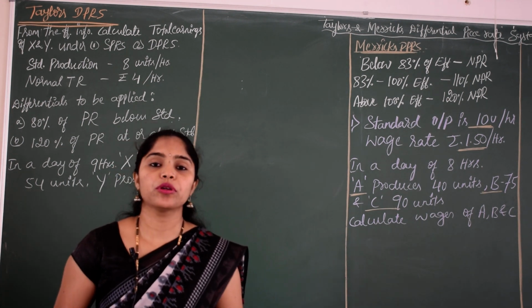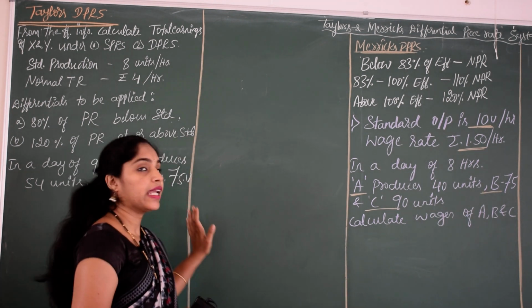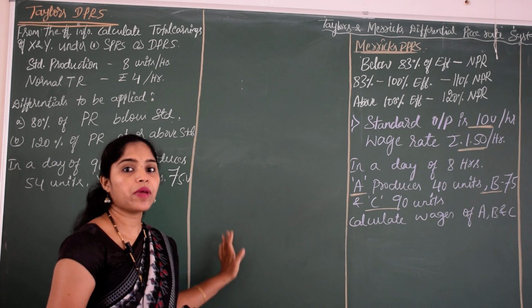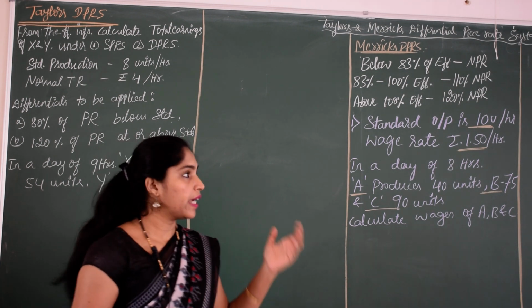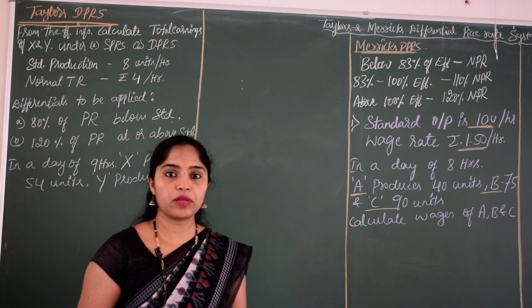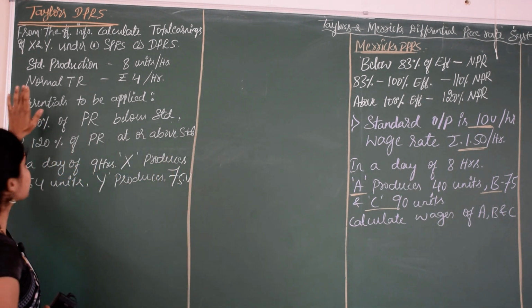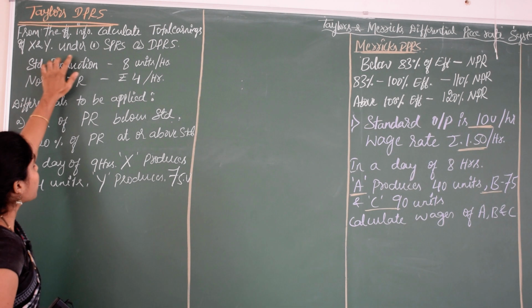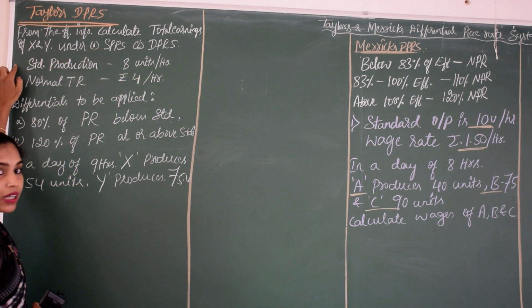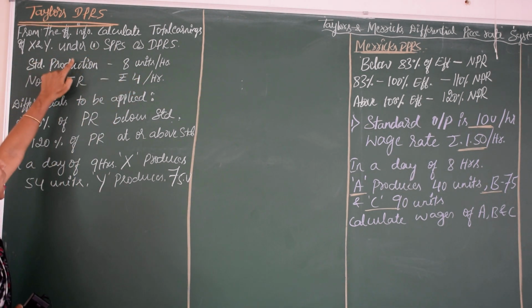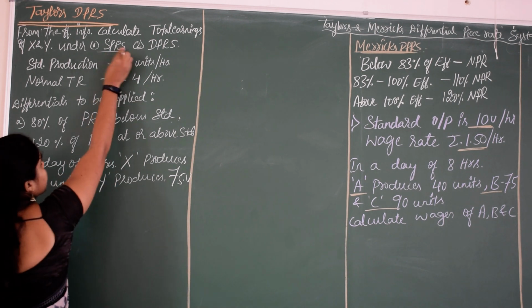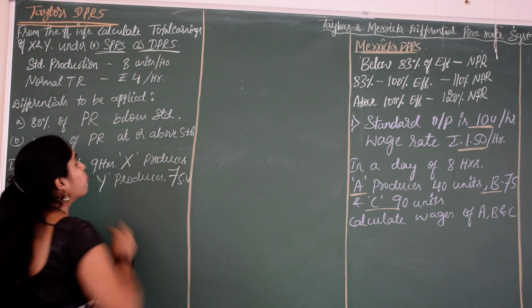So today I am going to solve one more problem on Taylor differential piece rate system and straight piece rate system. Later we will move on to merit differential piece rate system. So see the problem here. The problem goes like this. From the following information, calculate total earnings of X and Y under straight piece rate system and differential piece rate system.